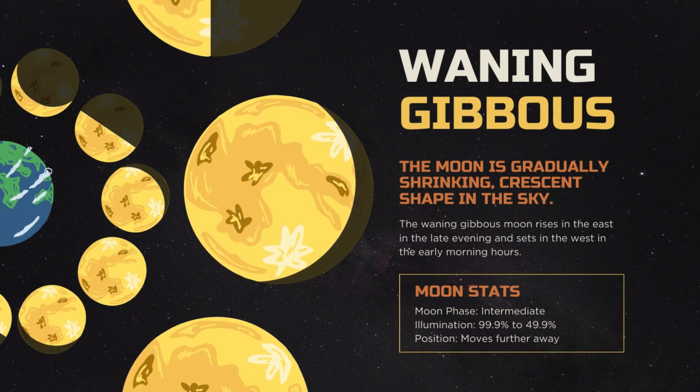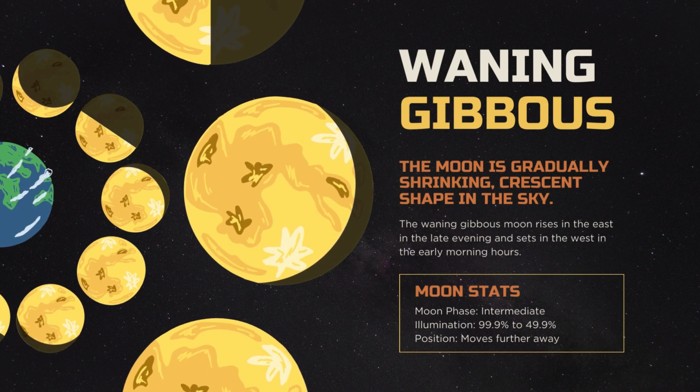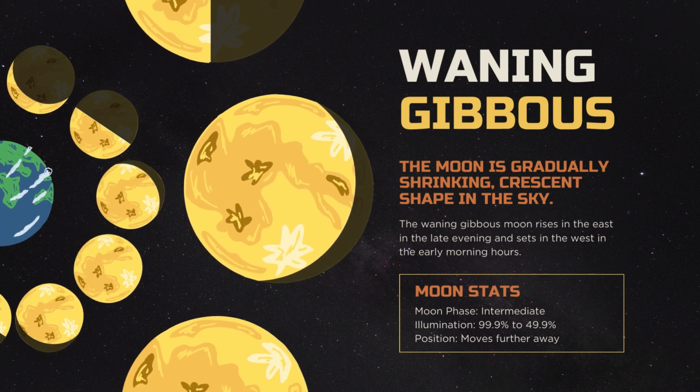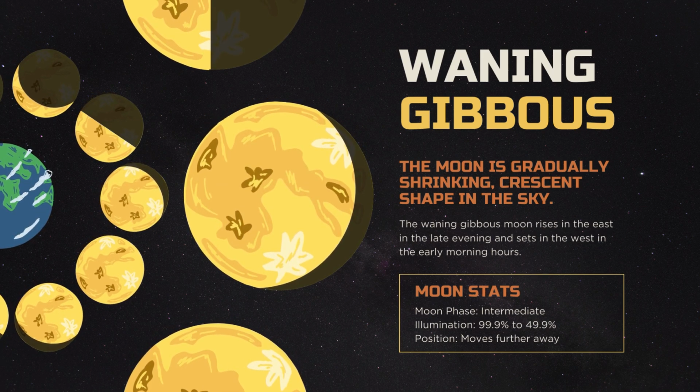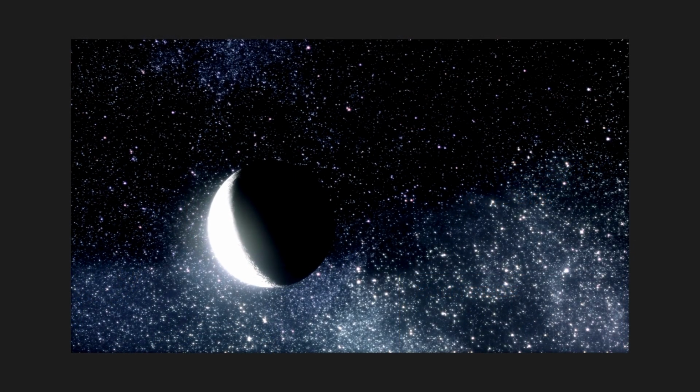The waning gibbous moon rises in the east in the late evenings and sets in the west in the early morning hours, providing a spectacular display of the moon's changing phases. But what scientific processes are at play behind this mesmerizing sight?